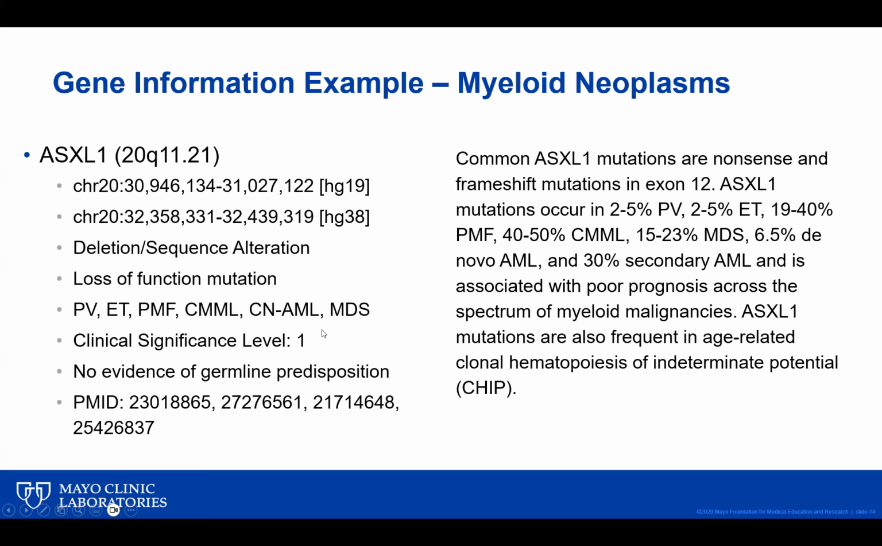It's clinical significance level 1. There is no evidence of germline predisposition. Here are the references, and here's the comment that was added by the reviewers, which lists the prevalence of this alteration and that it's associated with poor prognosis across the spectrum of myeloid malignancies. And it also can be associated with CHIP.